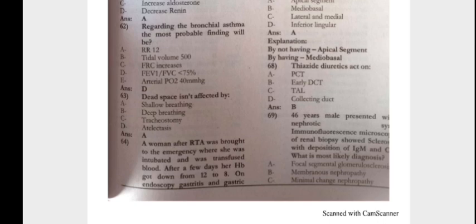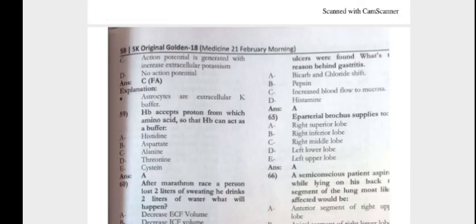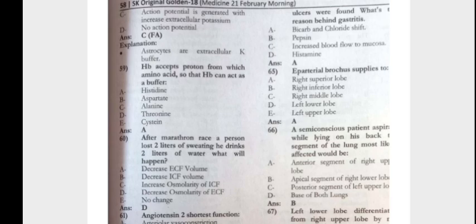A woman was brought to the emergency after a road traffic accident, where she was intubated and transfused blood. After a few days, the Hb dropped from 12 to 8. On endoscopy, gastritis and a gastric ulcer were found. What is the reason behind the gastritis? The bicarb and the chloride shift.